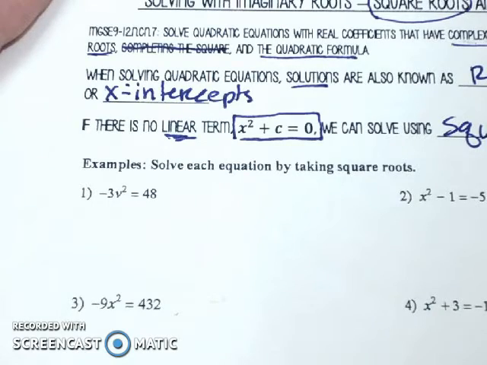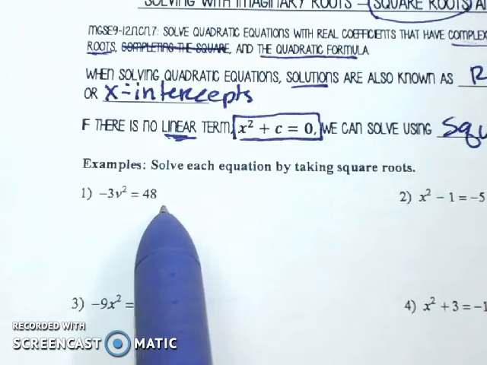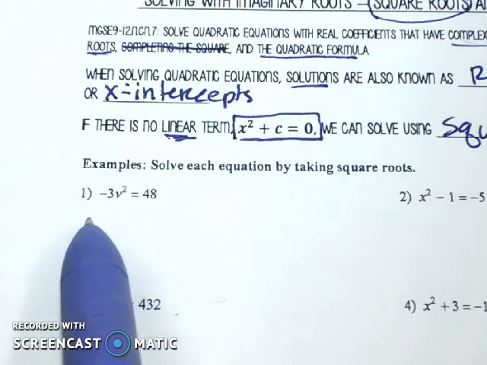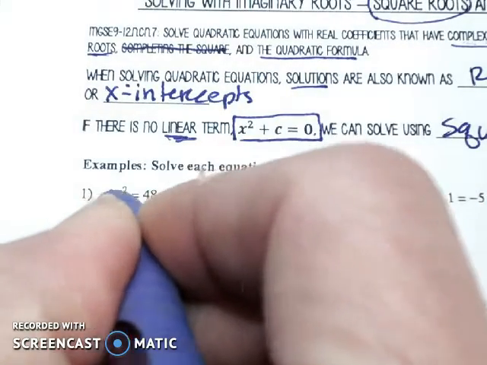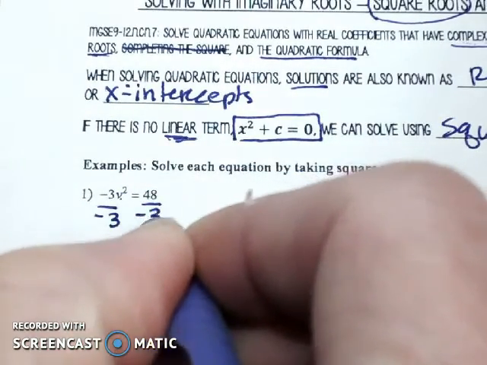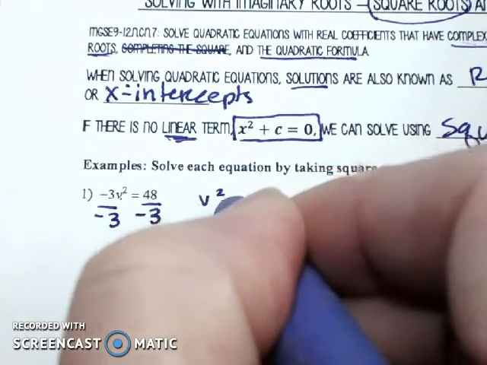So for the first one, the quadratic term is on one side and the constant's on the other, but the quadratic term is not by itself. And so we're going to divide. If you're multiplying the v squared by -3, we're going to do that inverse operation and divide by -3. So I get v squared is equal to -16.